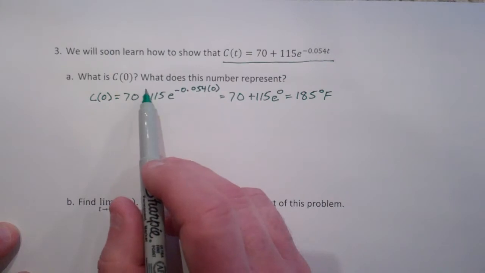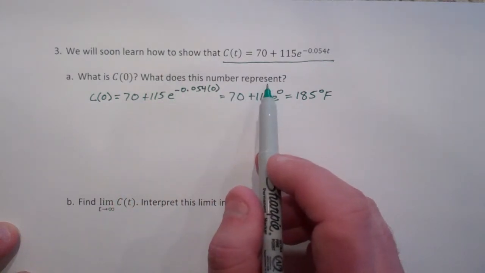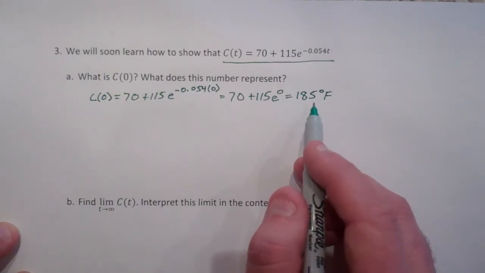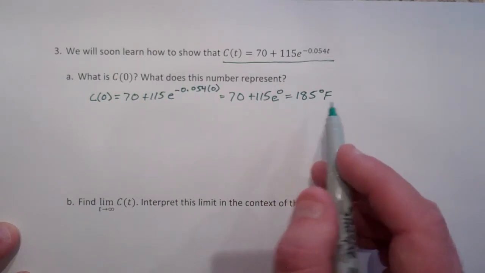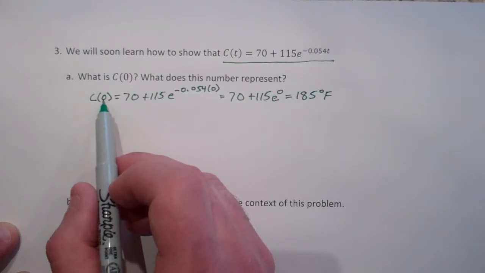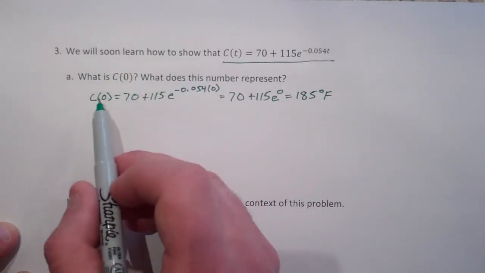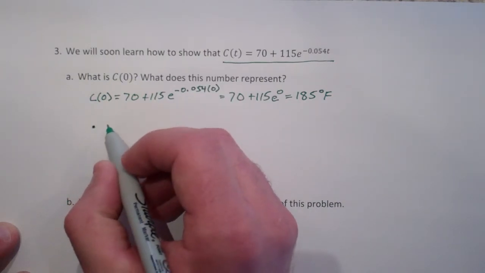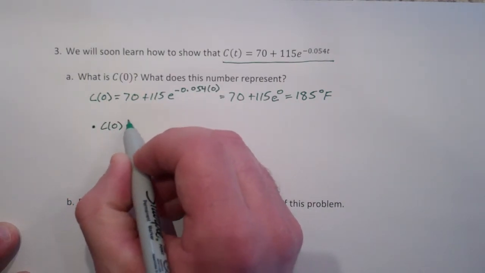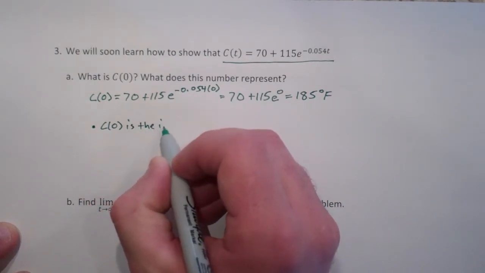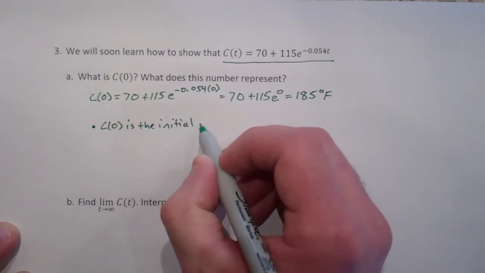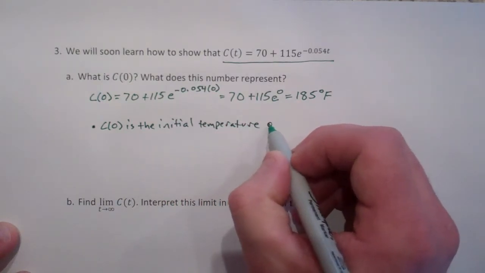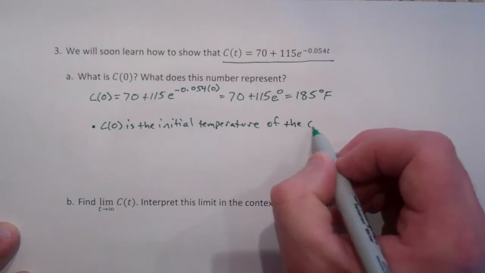So for the last part of this, what does this number represent? Well, this number, 185 degrees Fahrenheit, represents the initial temperature of the coffee, right when it's first poured. You can see here that in C of 0, t is 0, so that's time 0. So you could write that if you wanted to. You could say C at 0 is the initial temperature of the coffee, right when it's poured.